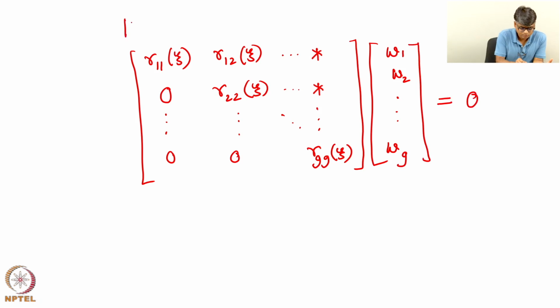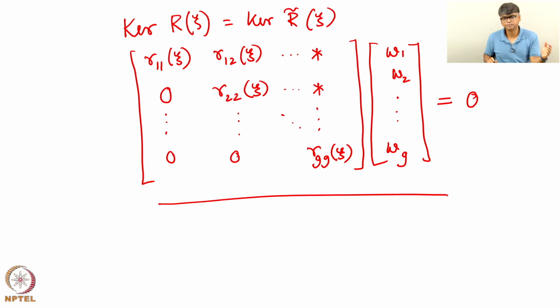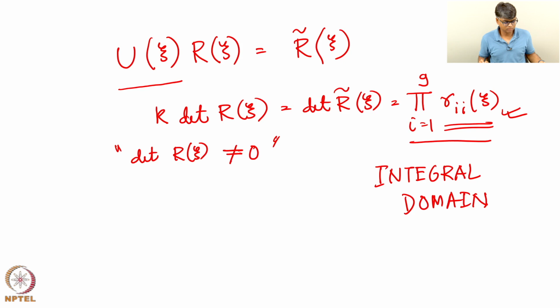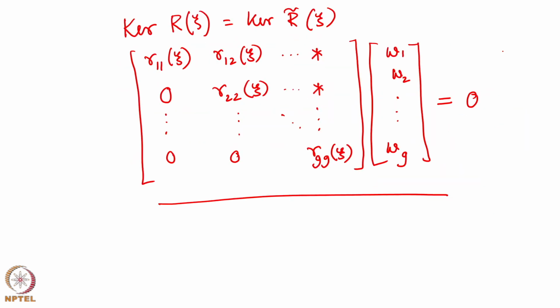Remember, because of the unimodular row operations, the kernel of R psi is exactly equal to the kernel of R tilde psi. So I might as well solve this system of equations instead of the more complicated one. Instead of solving R psi W equal to 0, I will solve this upper triangular system. Now what is the benefit of an upper triangular system?